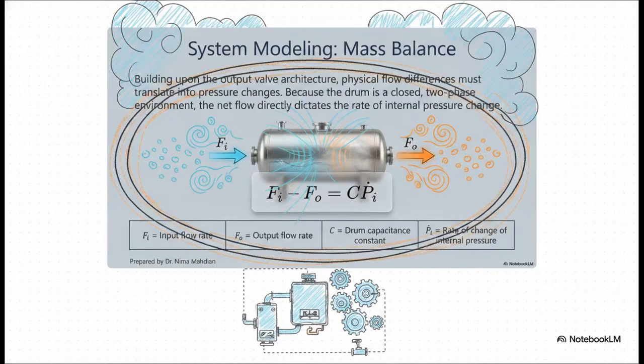Building upon that output valve architecture, we have to define our fundamental mass balance equation. It's actually wonderfully simple, yet incredibly profound. It's F sub I minus F sub O equals C times P sub I dot. So in plain engineering terms, what does this actually mean? The net flow, which is just the difference between the input flow rate and the output flow rate, directly dictates the rate of internal pressure change. It makes sense, right? If more mass comes in than goes out, the pressure rises. If more leaves than enters, the pressure drops.